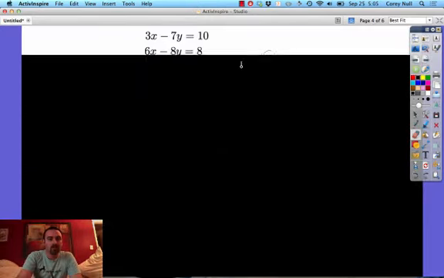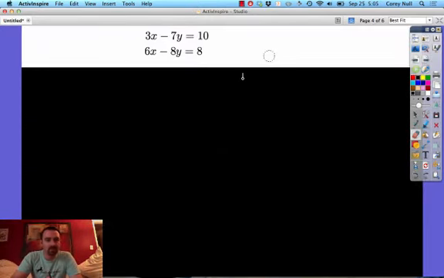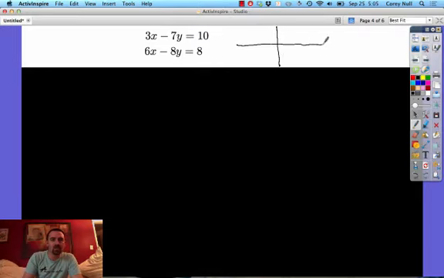All right, so here are the equations I'm going to look at: 3x minus 7y equals 10 and 6x minus 8y equals 8. Before I start, I want to get a quick graphical idea of what these two look like. So I'm going to sketch a graph real quickly to get a sense of where I think my solution might be.